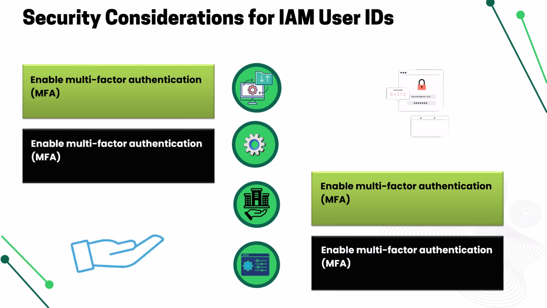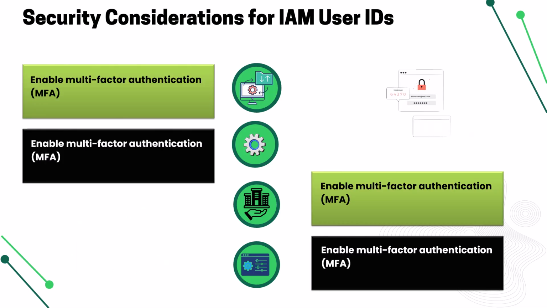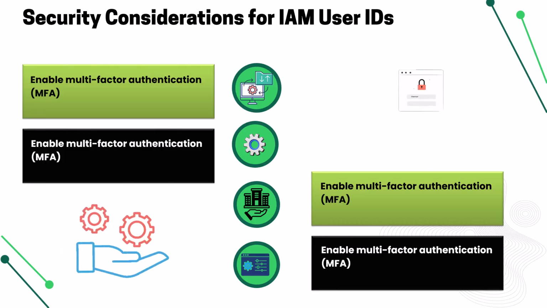Think of it as AWS's version of a home alarm system. MFA makes it harder for intruders to get in, rotating credentials keeps them fresh, and limiting access ensures only the right people have control. Don't make it easy for bad actors.